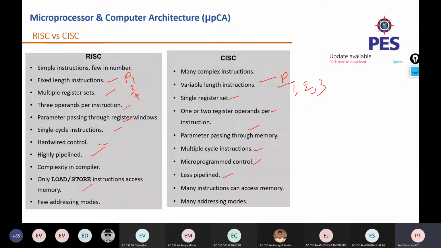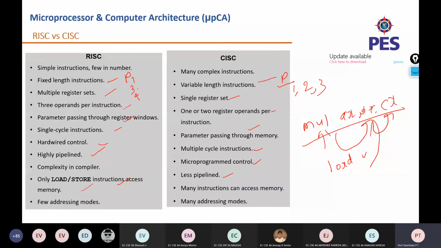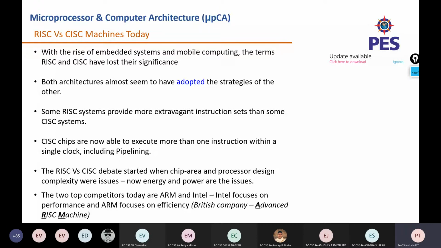For example, here I have used the mull instruction, isn't it? Mull AX, BX, CX. Now see, there is no load store instruction. That means some of the instructions can directly access the memory values. But for RISC, I have to use a load instruction, load the value to A, load the value to B, then use the operation. In the RISC machine, we have very few addressing modes. In the CISC, we have many addressing modes. These are all the differences we are comparing between RISC versus CISC machines.